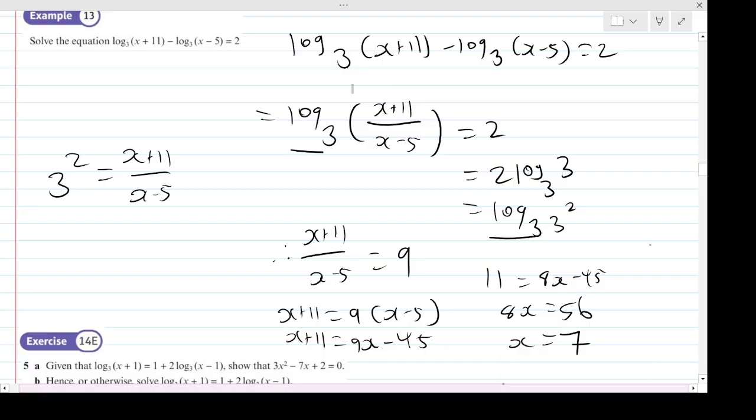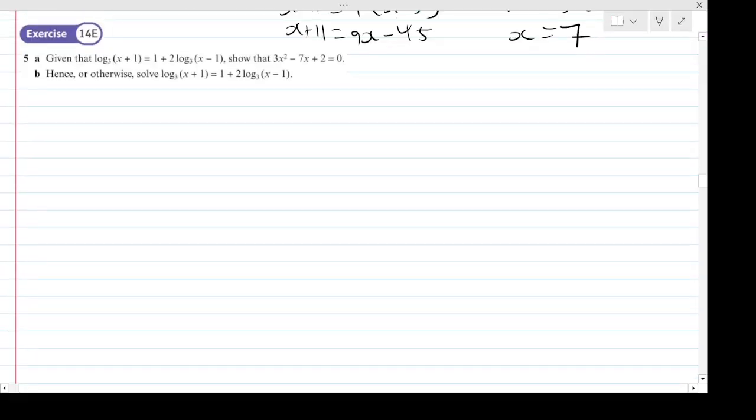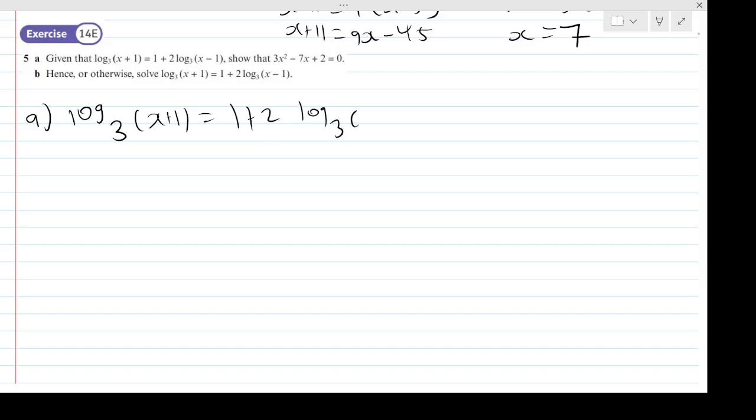So that is that. Okay, so what I want to do now is just do a bunch more practice questions. We're going to look at a bunch of exam questions in a minute, because again, this is a very important topic that comes up all the time. Once you get the hang of it, it isn't too bad in my opinion. But there we are. So here we are given that log 3 of x plus 1 equals 1 add 2 log 3 of x minus 1.